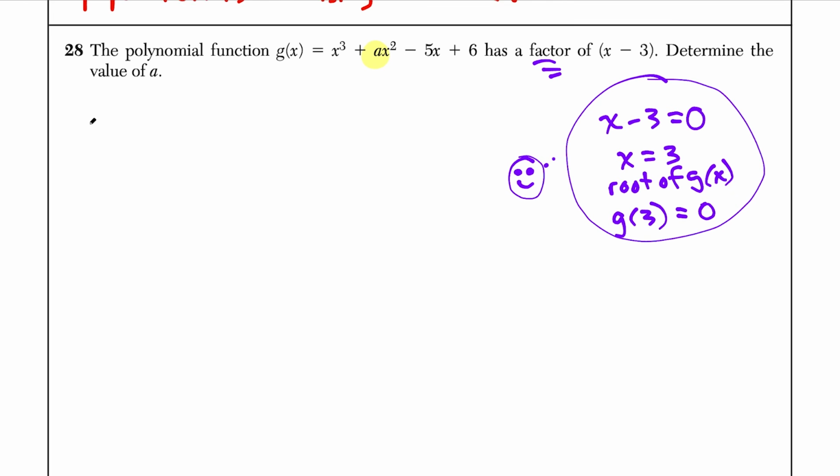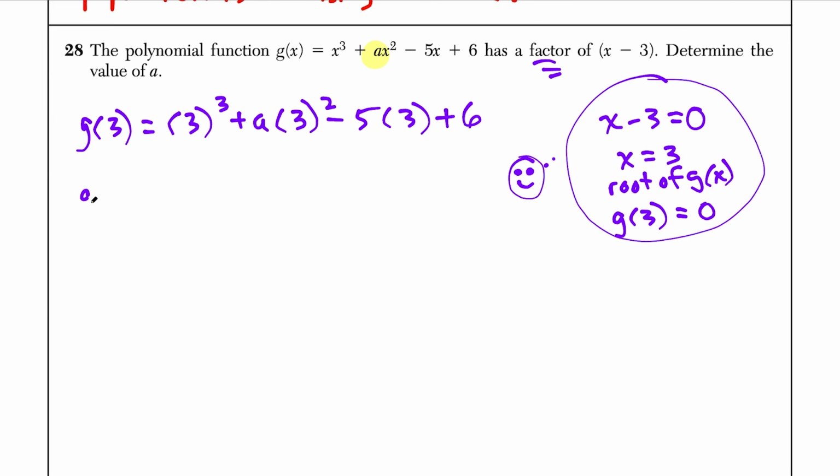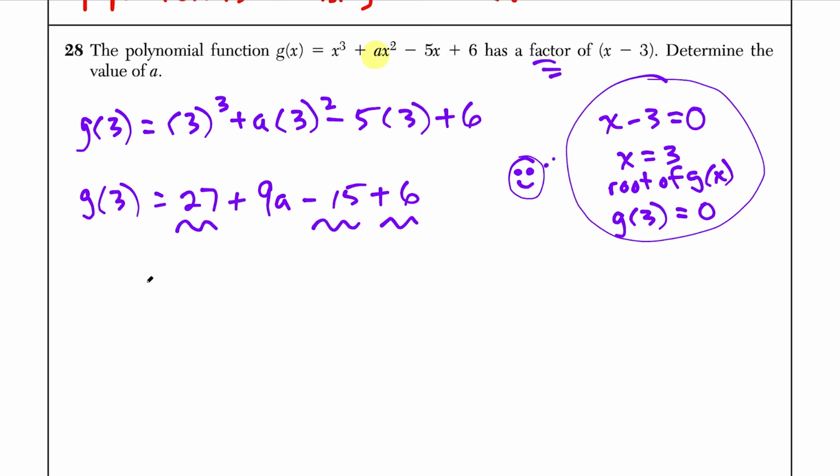So now I would just go ahead and do that. I'm going to plug 3 into g of x, and that means we're replacing every x with a 3. So we have 3 to the third power, plus we have a times 3 squared, minus 5 times 3, and then we tack on the plus 6. And now if we simplify this a bit, now we have 3 to the third power is 27, plus 3 squared is 9, so we have 9 times a, minus 15 plus 6. So now we just combine the numbers. We have 27 minus 15 is 12, and then plus 6 is 18. So g of 3 is going to be equal to 18 plus 9a.